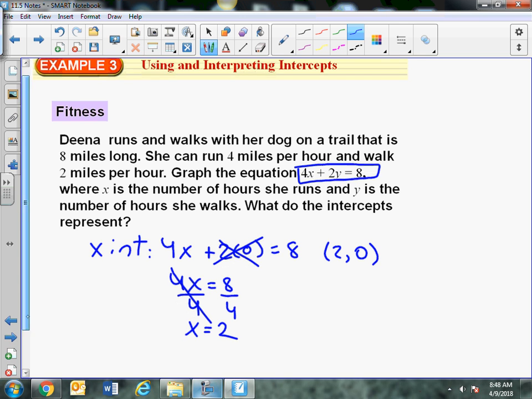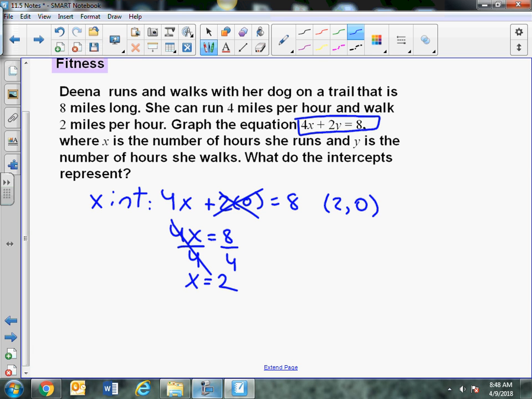And then what does the intercept represent? Well, first off, let's look at what x represents. It says it's the number of hours she runs. So if she runs a total of 2 hours, then 4 times 2 is 8. Since it has to be equal to 8, that is the maximum amount of time she could possibly run. If she were to go over that, there would be more than 8 miles run, which is not what we're looking for since it's equal to 8. So the 2 would be the max.